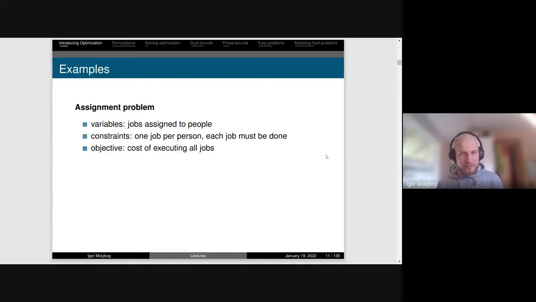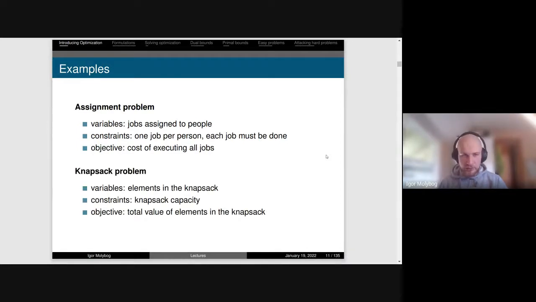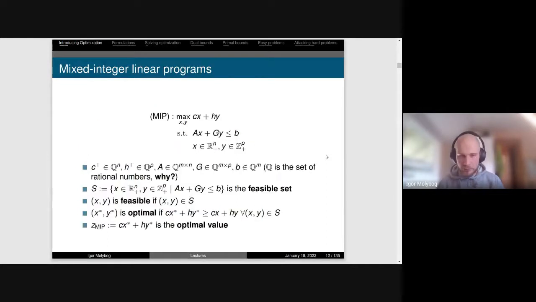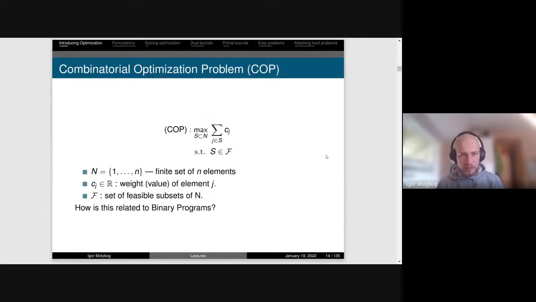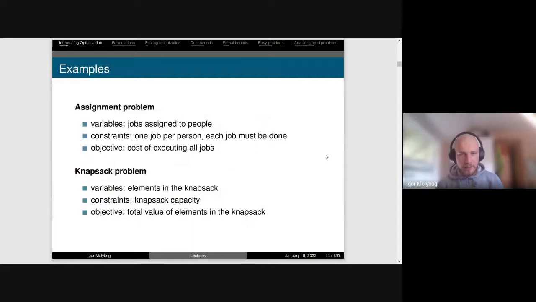Okay, so let's continue. And if you think of any question, let me know. So let me get to other kinds of examples of problems. Other examples of integer linear programming problems are the assignment problem or the integer knapsack problem.